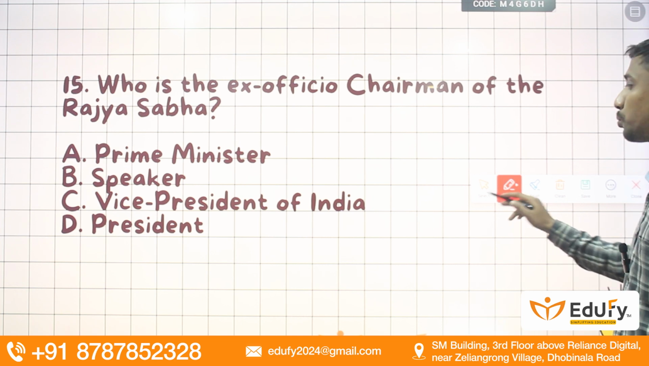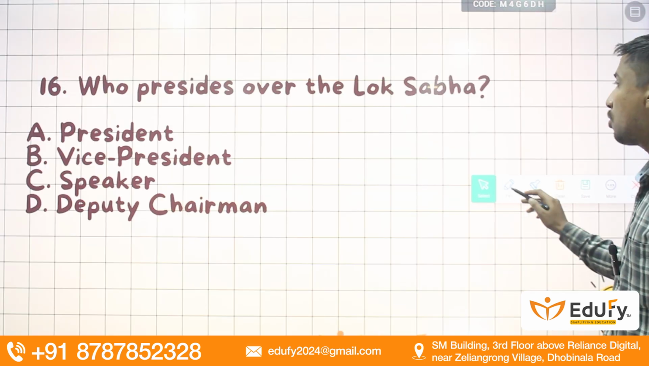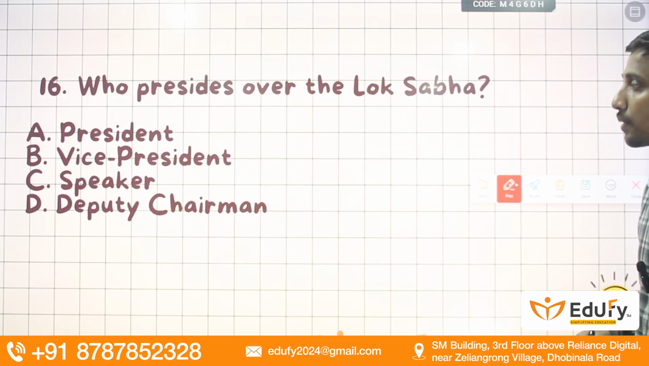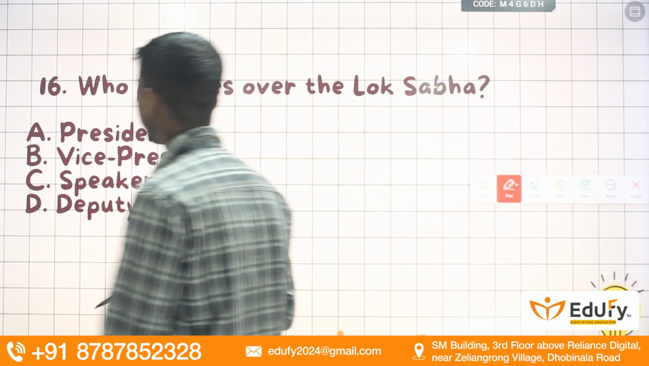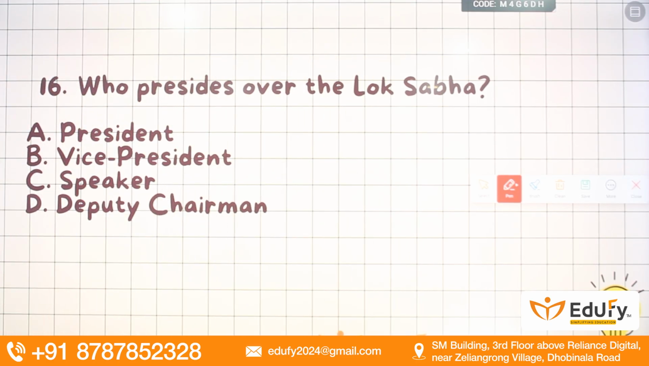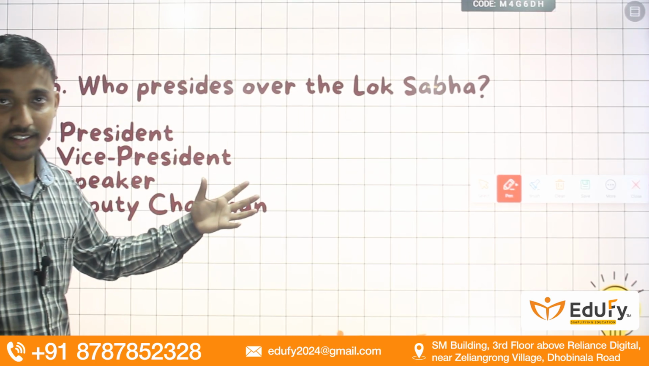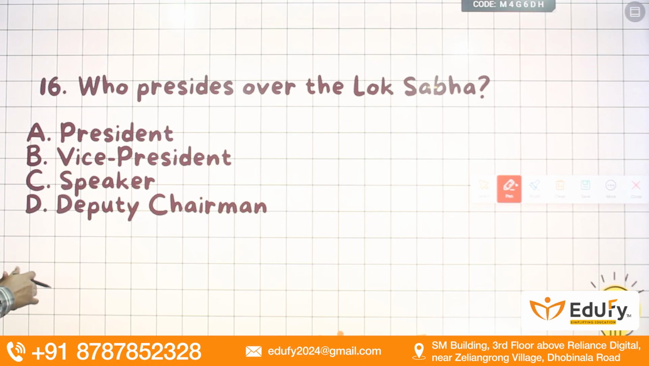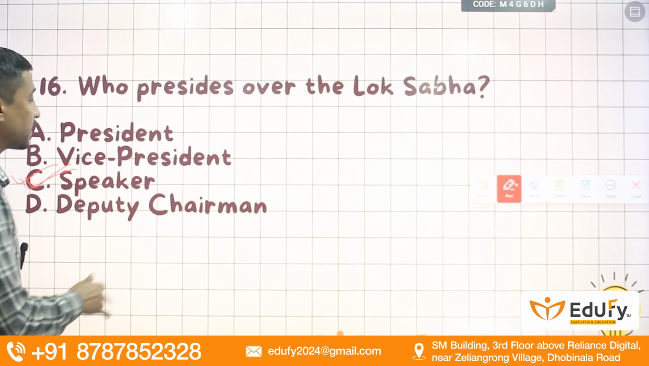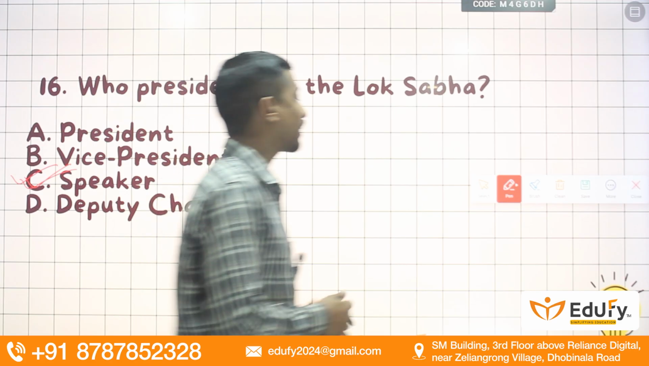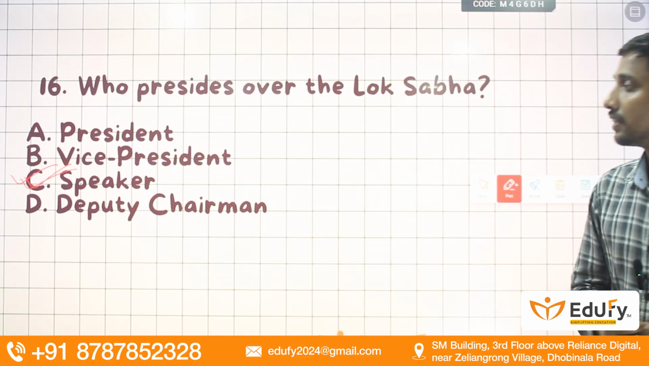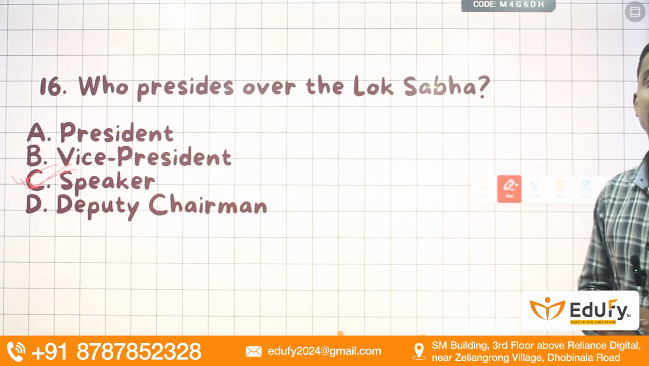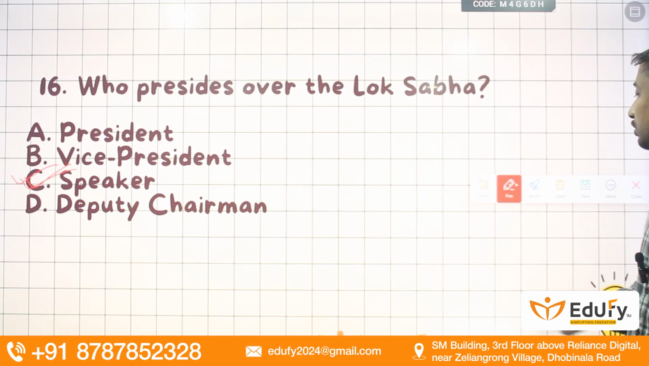Remember that. Moving towards the next slide, we have who presides over the Lok Sabha, or who is the chairperson of the Lok Sabha. Remember, guys, in Rajya Sabha, the vice president is the chairperson. However, in Lok Sabha, there is a chairperson known as the speaker of the Lok Sabha. So the correct option will be speaker. Speaker is the one who presides over the Lok Sabha.